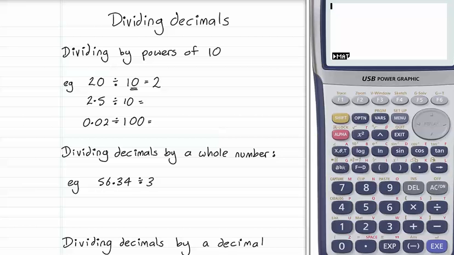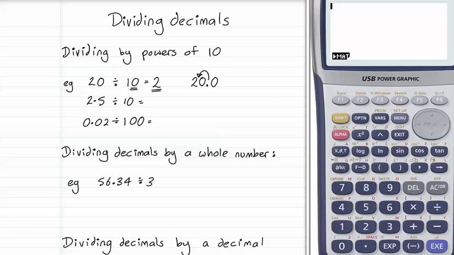When we're dividing, look at what's happened to my 20. If you considered 20 as having a decimal point just after the 0, which it does, 20.0, that makes it easier to see. I've moved my decimal point one space to the left, and I've got 2. So you can see that it works if we just move our decimal point to the left when we're dividing by powers of 10.